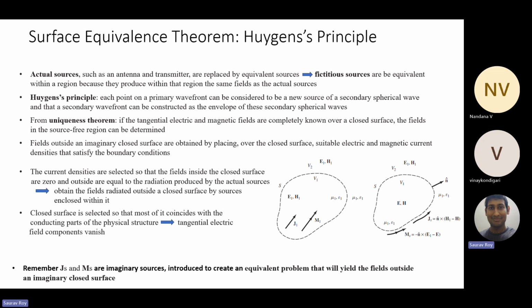So now how do we do that? It says fields outside the imaginary closed surface are obtained by placing on the closed surface S some imaginary electric and magnetic current densities. That has to satisfy the boundary condition. The moment we put these imaginary sources on the boundary, it creates a boundary condition. That has to be valid, and through these imaginary sources we will create the E1 and H1. That is our goal. These imaginary sources come from the equivalence principle.